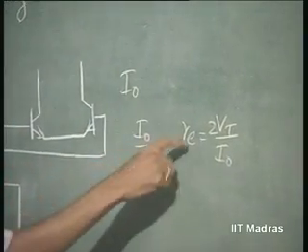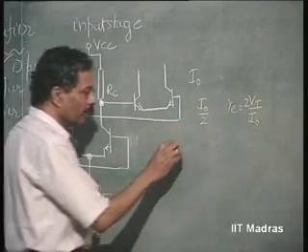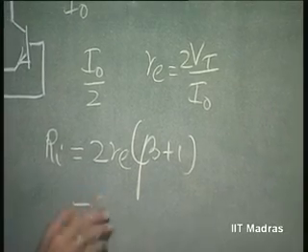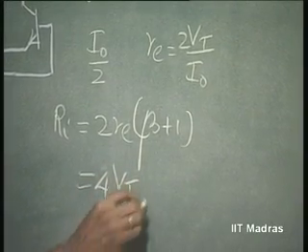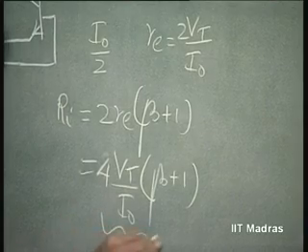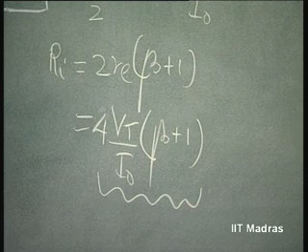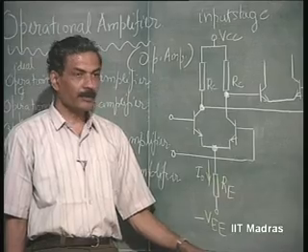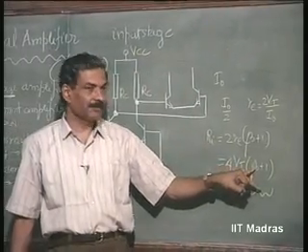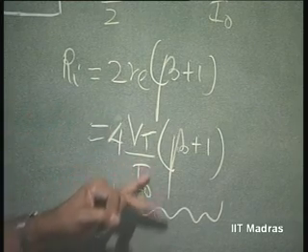So, the Re of these transistors is inversely proportional to I naught, and therefore, the input resistance, which is twice Re into beta plus 1, is going to be 4 times Vt by I naught into beta plus 1. This is the input impedance of any op amp which uses a pair of transistors at the input stage. So, beta is not in our hand. Maybe the technology fixes beta at a fairly high value of the order of 200 or so. Vt is not in our hand. The only thing that can be played upon is I naught.